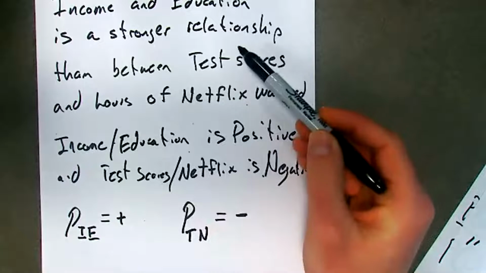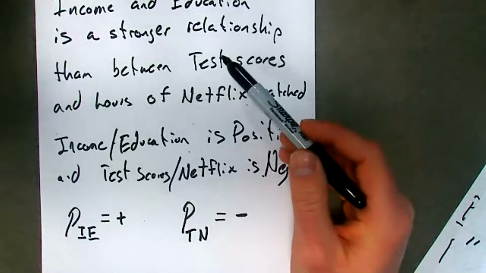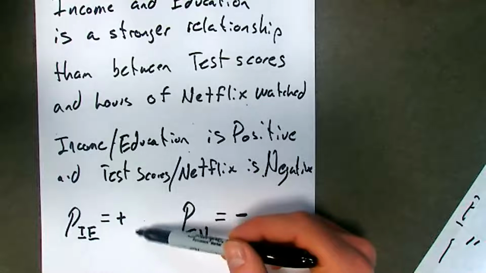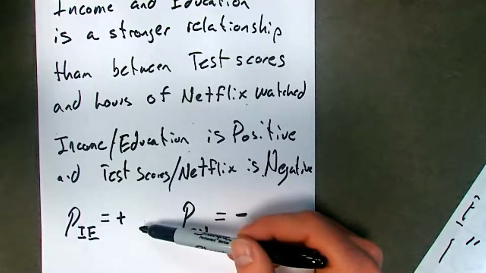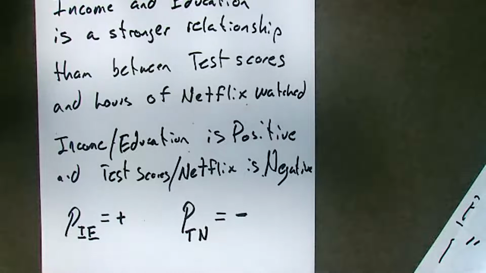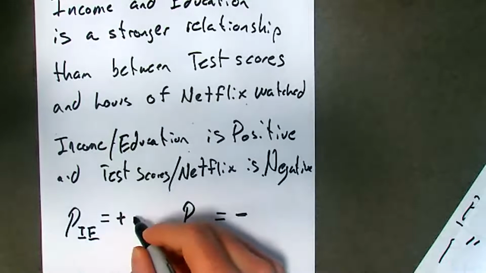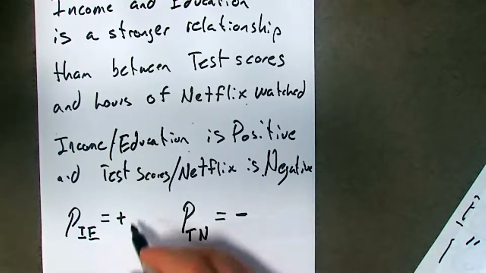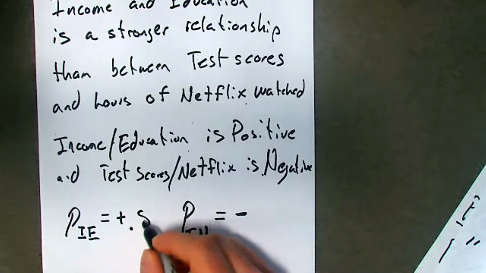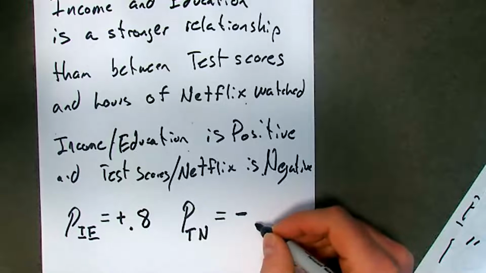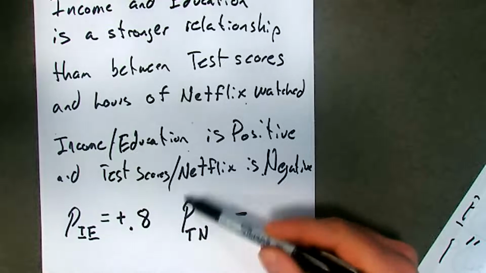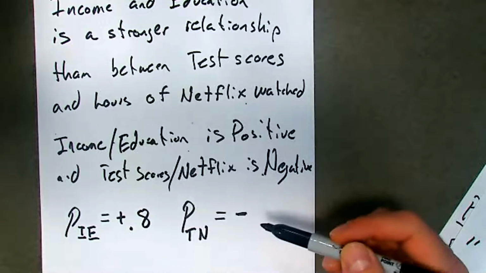If I know that the relationship is stronger between income and education, does anyone recall, if we're looking at the correlation coefficient, what range does that have to be in between? Yeah, right? That was the idea of turning the covariance into this unitless measure so we could compare across different types of variables. So we know that if it's a stronger positive relationship, then, let's say this was 0.8, what's the range of possible values for the correlation coefficient between test scores and hours of Netflix watched?